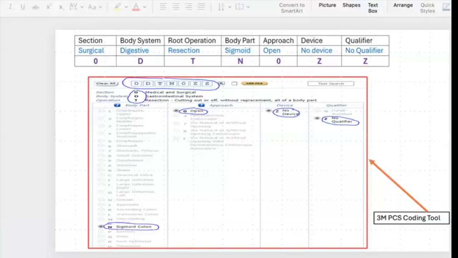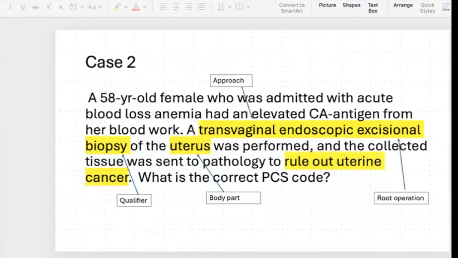Let's try the next slide, guys. Okay, the next slide is looking for this. A 58-year-old female who was admitted with acute blood loss anemia had an elevated cancer antigen from her blood work. A transvaginal endoscopic excisional biopsy of the uterus was performed, and the collected tissue was sent to pathology to rule out uterine cancer. What is the correct PCS code? So you have all the tips here, guys. You have the body part, the uterus. You have the root operation excision. What is the approach? Transvaginal endoscopic.